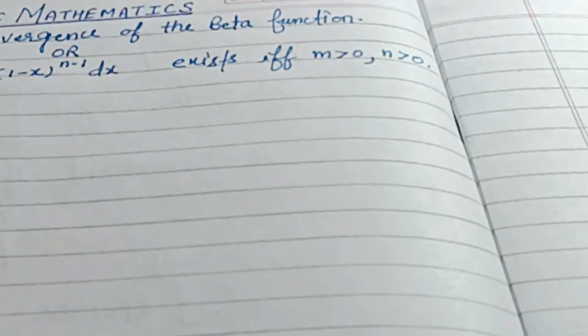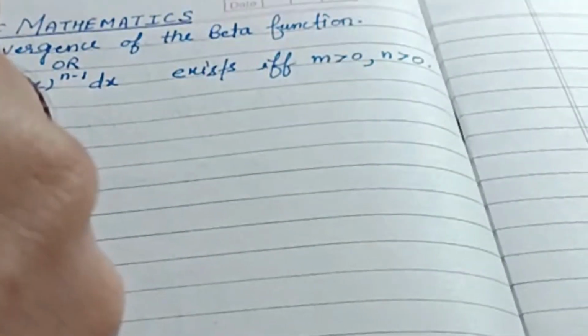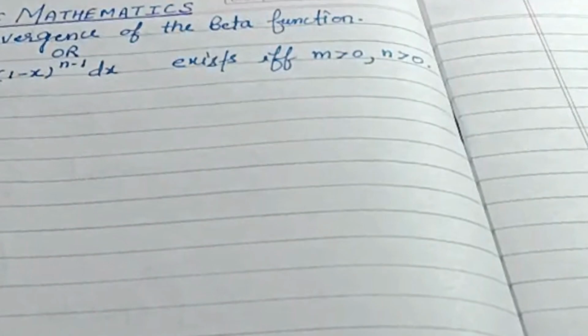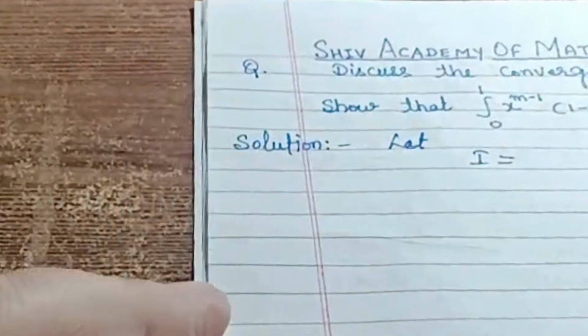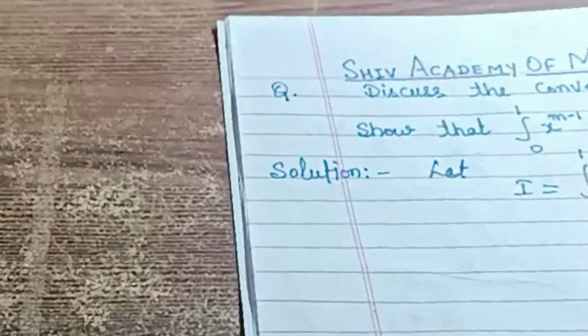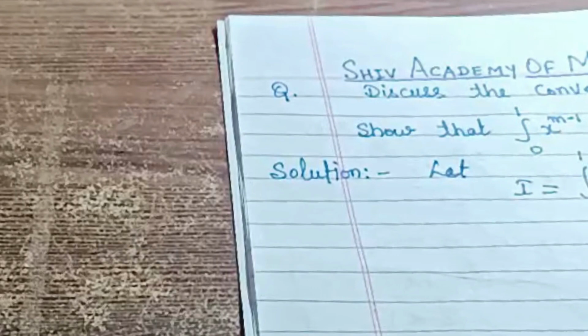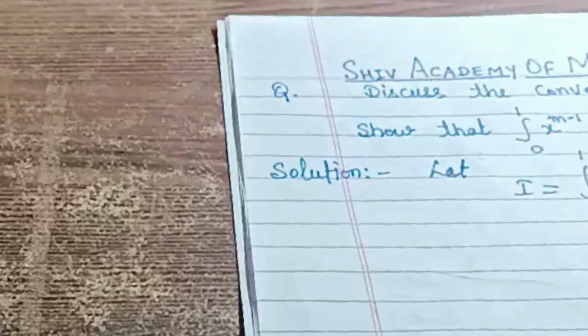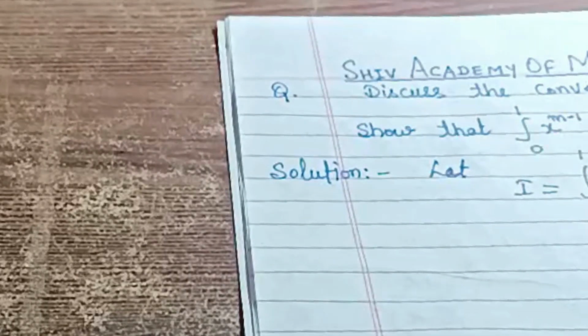How can we show that this beta function converges whenever m and n both are positive? So my dear students, let us take this integral equal to I. So what is I? I is the integral from 0 to 1 of x to the power m minus 1, times 1 minus x to the power n minus 1 dx.